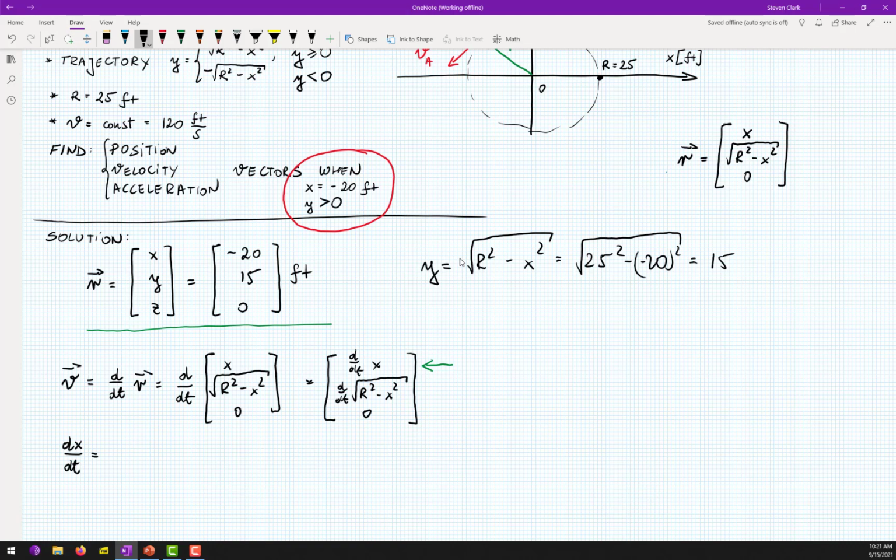Yes. The letter next to the x, r squared minus x squared, up top, right up in the corner. What is that equal to? Yeah, small r.